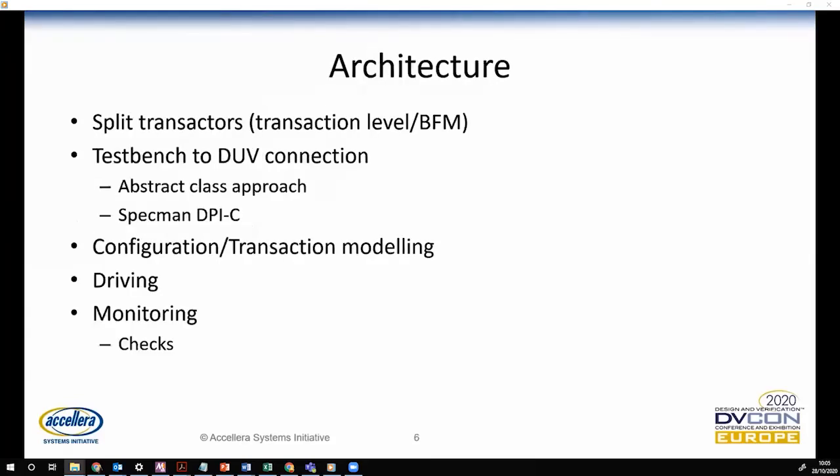This section describes the architectural aspects of our proposal. We will first explain how the transactional and signal level parts of the UVC are partitioned. This is followed by an explanation of how the transactional part of the UVC connects to the design under verification. We then show how the transaction item as well as the configuration objects for the UVC are modeled. This section ends with an explanation of the driving, monitoring, and checks infrastructure.